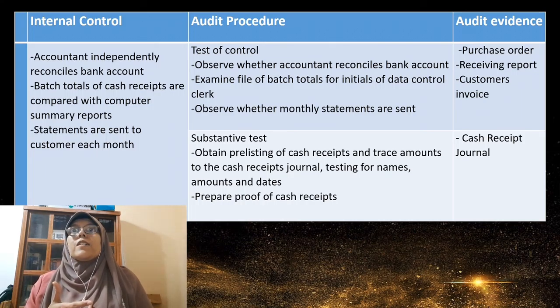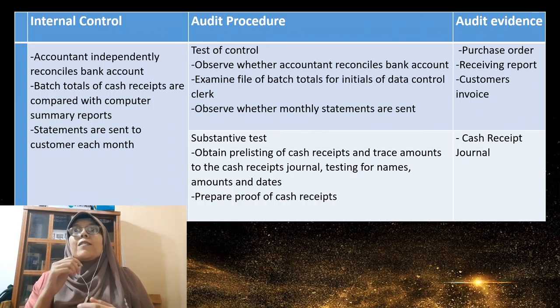The audit procedures for tests of control are: observe whether the accountant reconciles the bank account, examine the file of batch totals for initials of the data control clerk, and observe whether monthly statements are sent. The audit evidence for these tests of control are the purchase order, receiving report, and customer invoice.